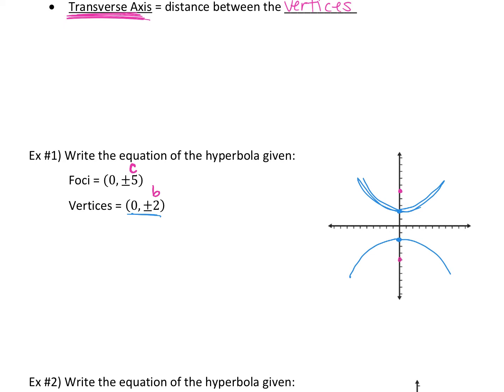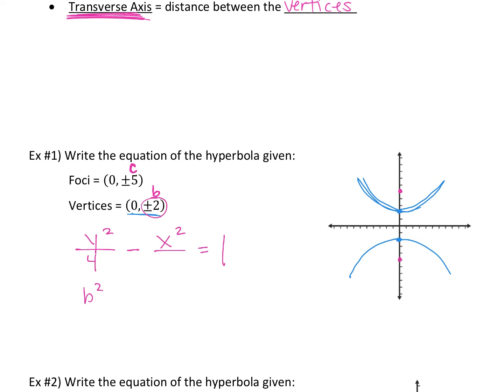That should tell you what letter comes first in your equation. Is it going to be an x squared problem or a y squared problem? Y. It's going to be y squared because our vertices are on our y-axis, okay? So it's going to be y squared over something minus x squared over something equals 1. Can you tell me either one of those somethings right now? What goes under the y squared? It's your b squared, right? And b we just said was 2. So 2 squared would give us 4.